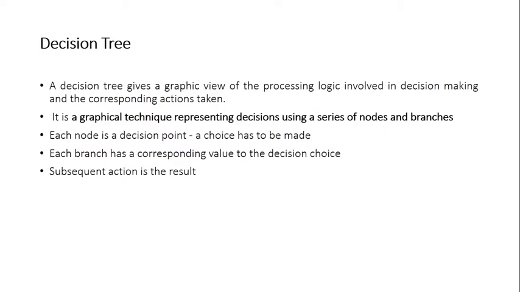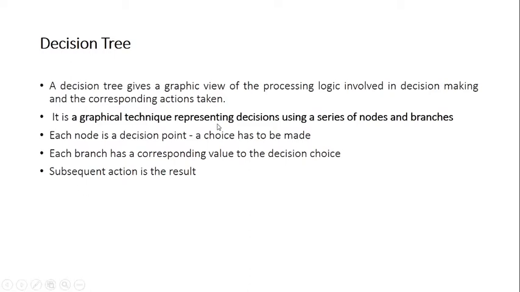Now the next analysis tool is a decision tree. As the name suggests, it's a tree-like diagram. It represents your system graphically, and with the help of this tree-like diagram we are in a position to take certain decisions. It is representing certain processing logic. So a decision tree gives a graphic view of the processing logic involved in decision making and the corresponding action taken. So it's not only the processing logic which is being represented here, the corresponding action that will be taken based on that logic is also represented in a decision tree.